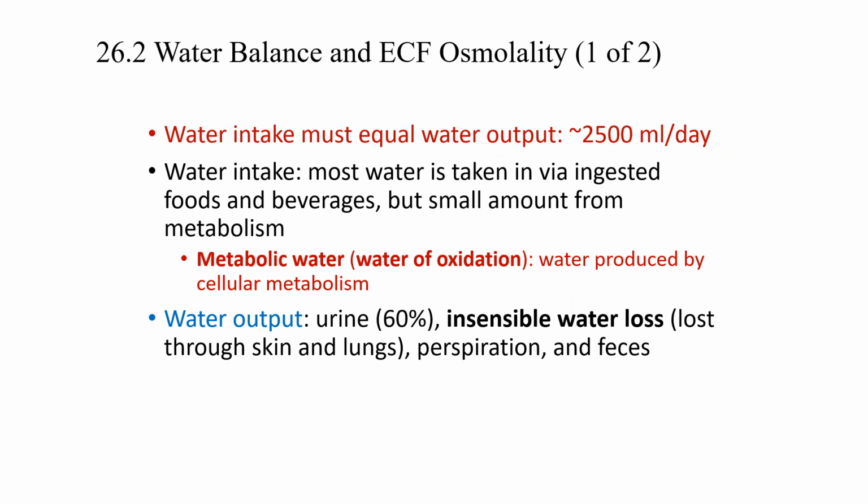When we look at water balance and the extracellular fluid osmolality, we have to understand that we need to take in as much water as we lose per day. And so, we're talking about drinking beverages, food, and then metabolic water, or the water of oxidation. Remember that when ATP is made, oxygen is the final electron acceptor, and it takes up the used electrons, it takes up the protons, and we get water. We get metabolic water.